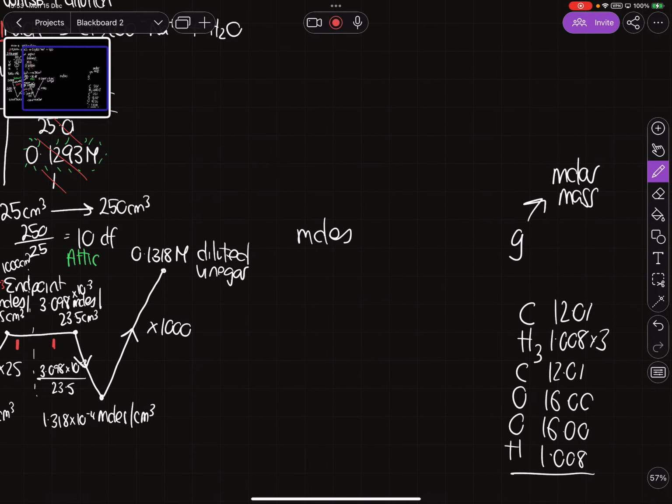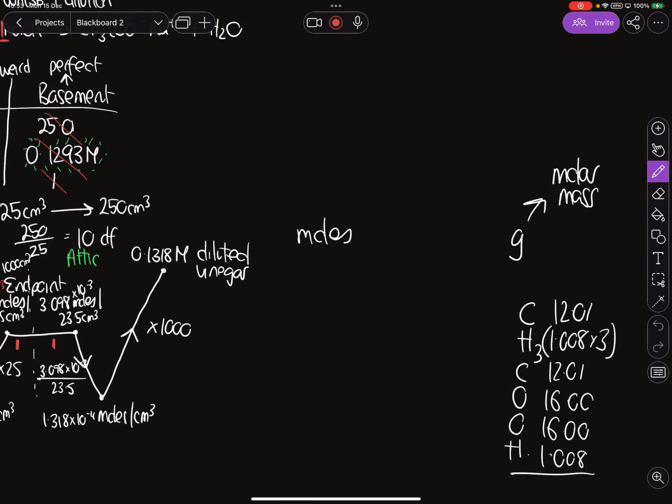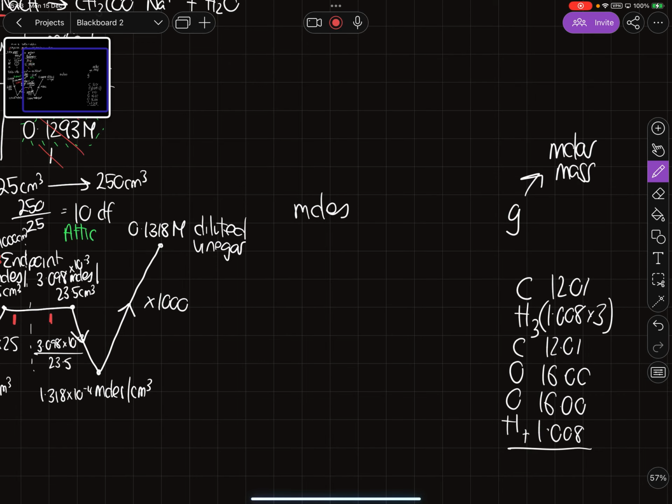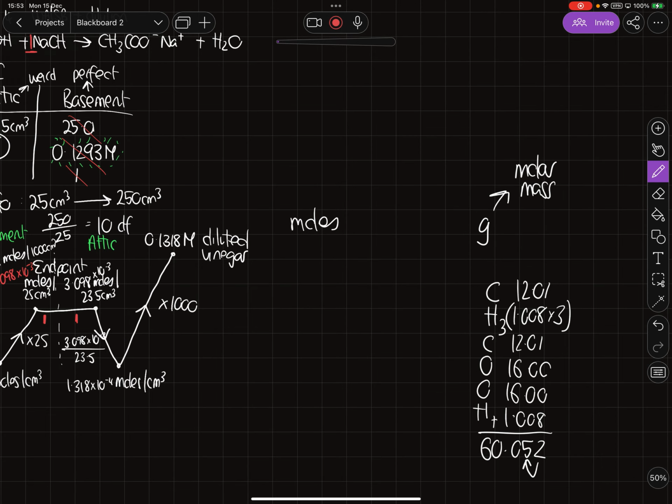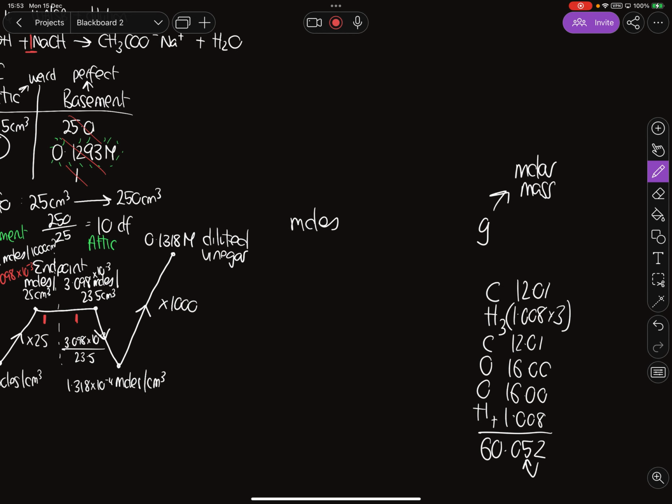I'm going to put that into my calculator. Okay, so it's an addition that we are doing. And when I do, I get 60.052. The 2 needs to decide what it's going to do to the 5. It's not going to do anything to it. So it's 60.05 is the number that I'm going to be using.